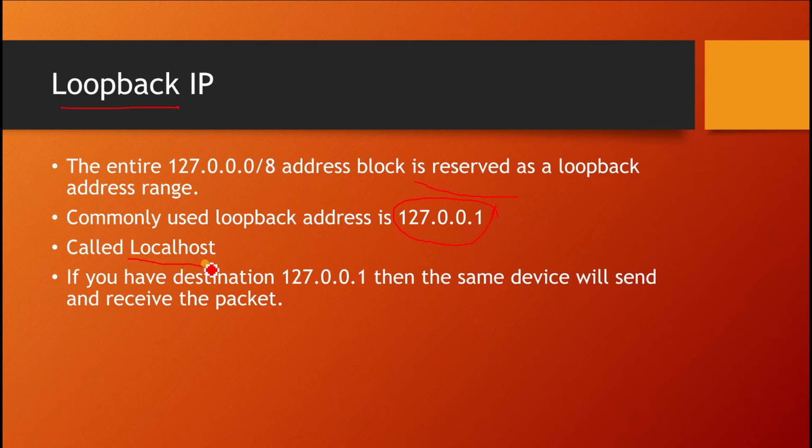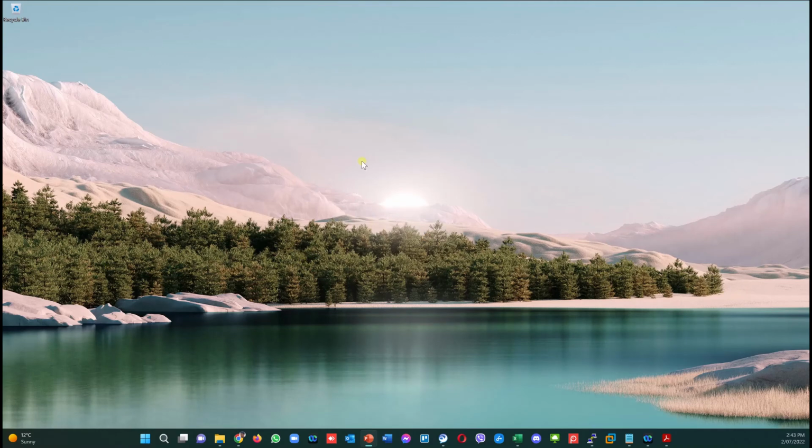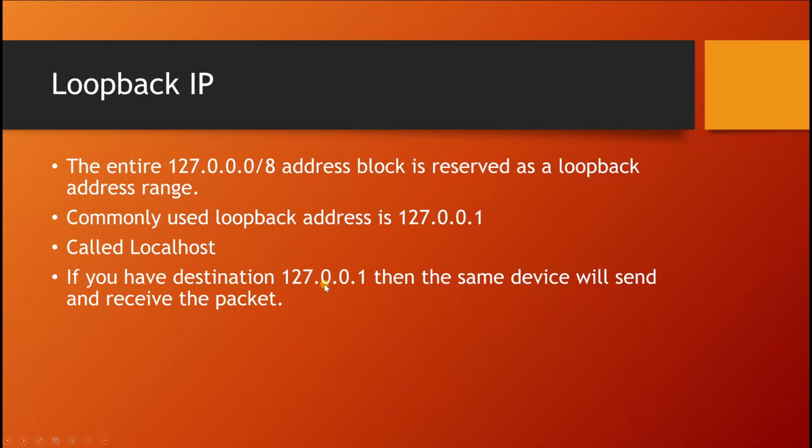This is called localhost. If you have a destination of 127, that means you are not sending the packet outside your device. You are sending the packet to your network interface card and receiving it from your network interface card. That's why it's called loopback. You send it and receive it back within the same device. So that's pretty much about IP addressing.